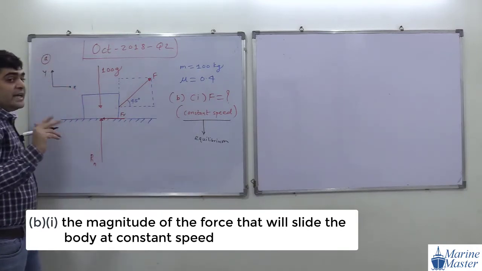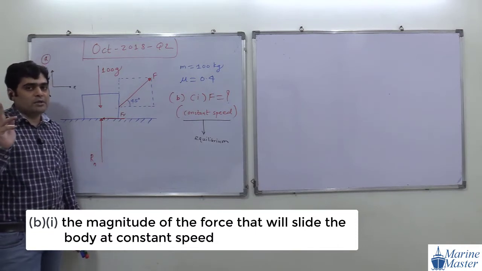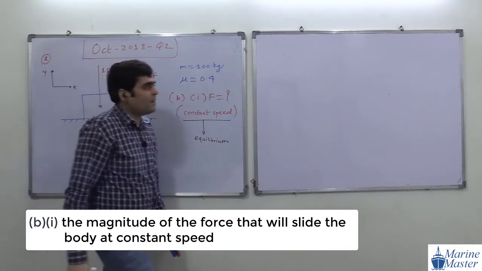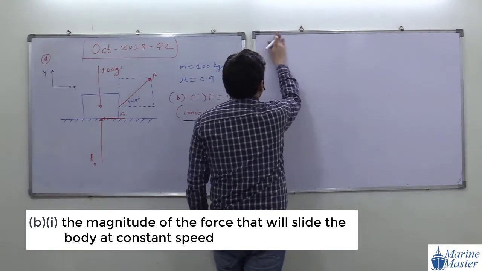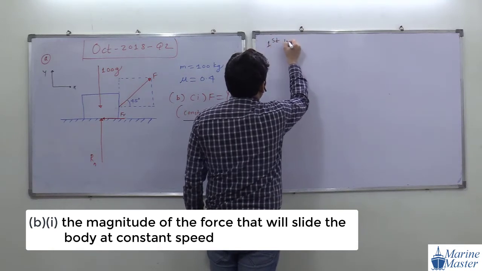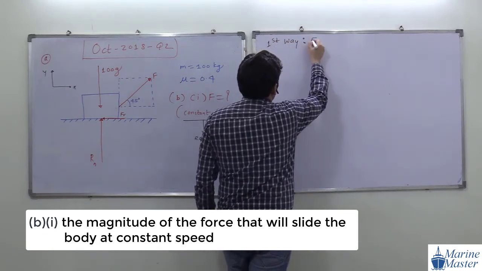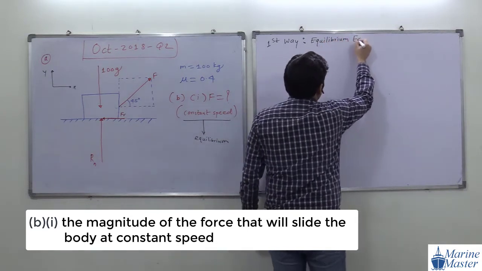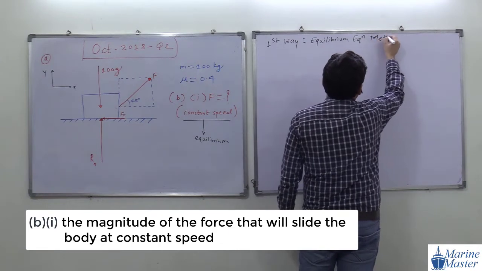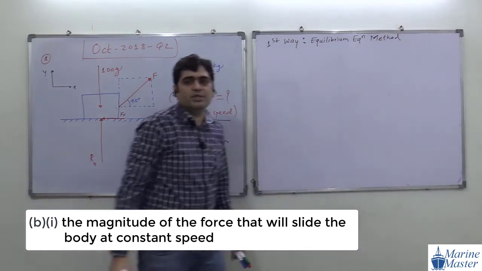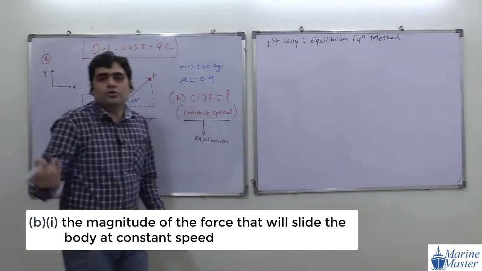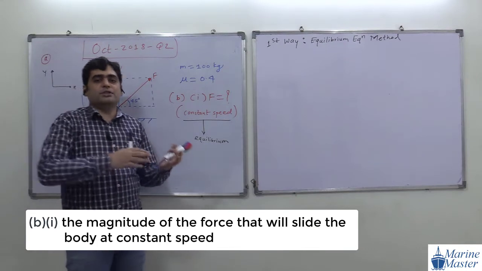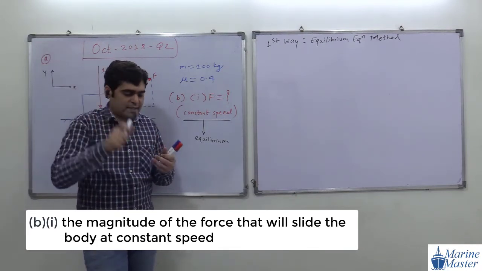Now, there are two ways to solve this numerical. What is our first way? The equilibrium equation method. This is our first way to solve this numerical. So what does the equilibrium equation say? Summation of forces in x direction equals 0 and summation of forces in y direction equals 0. Okay, guys, are you getting my point?